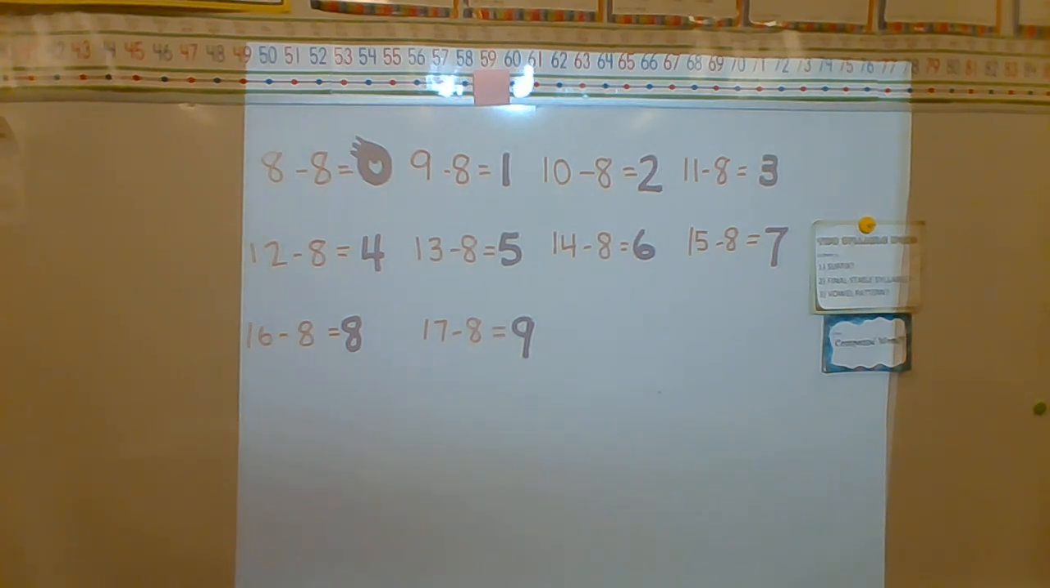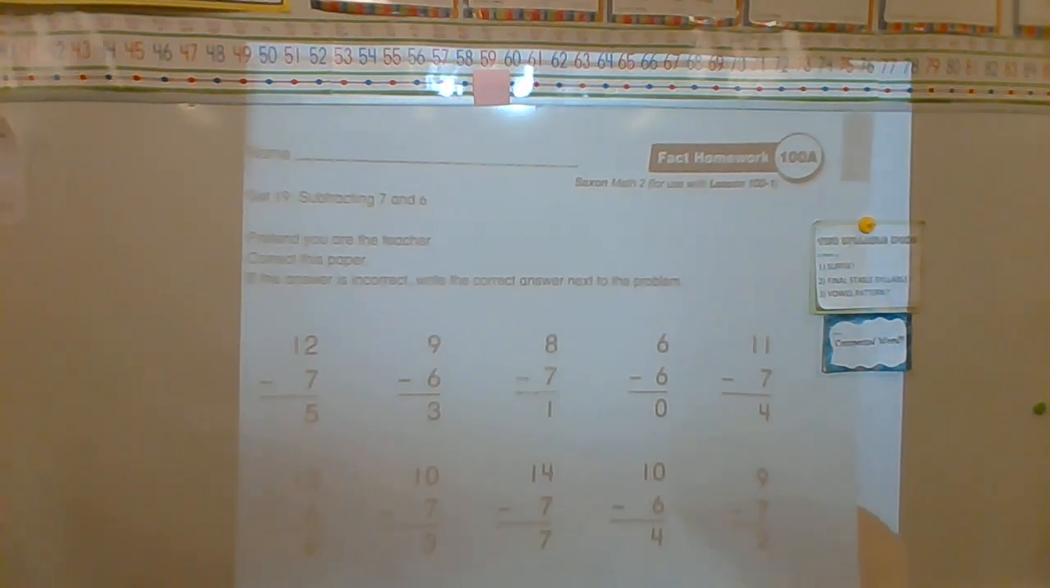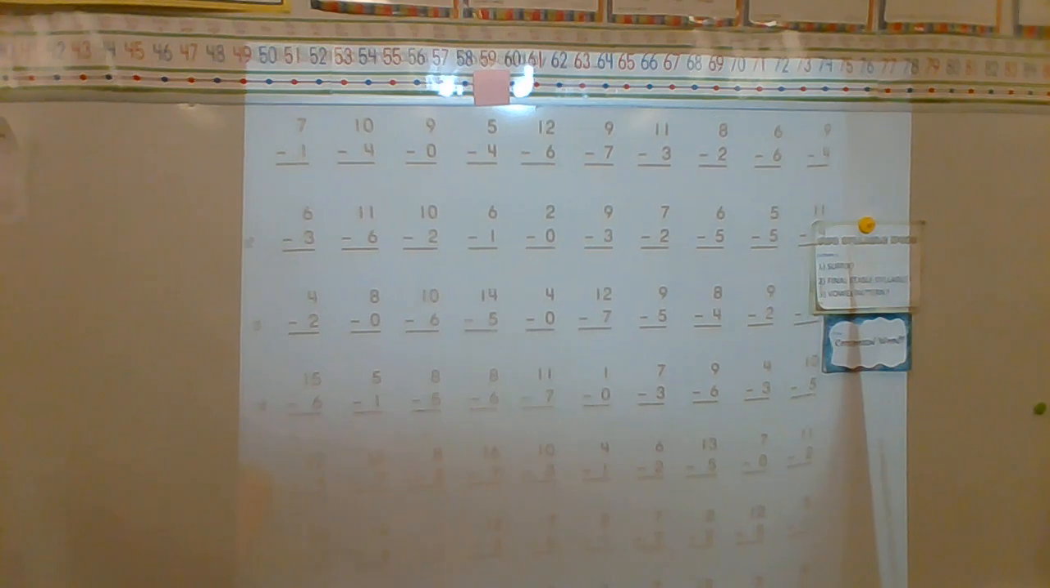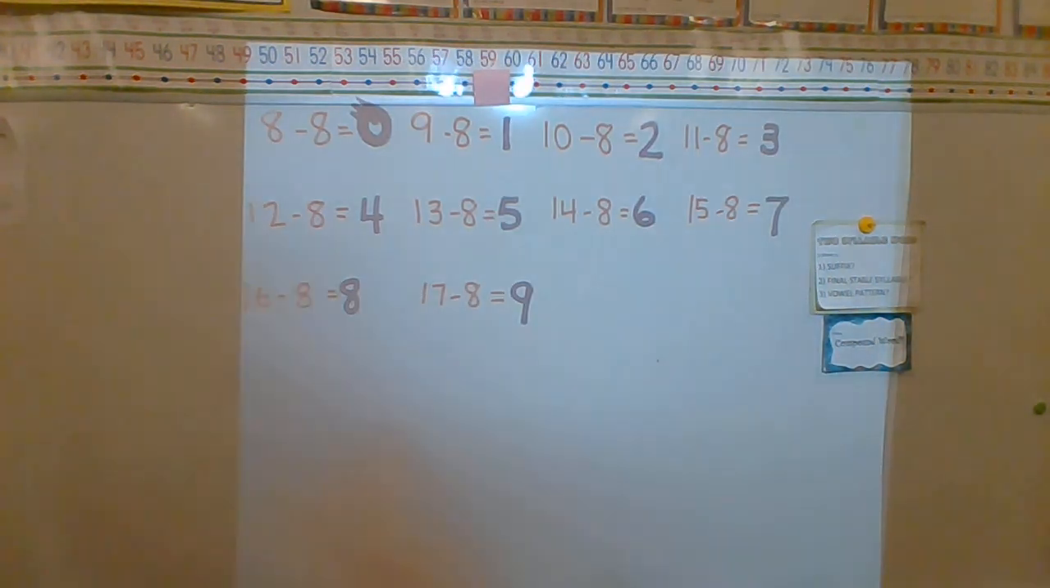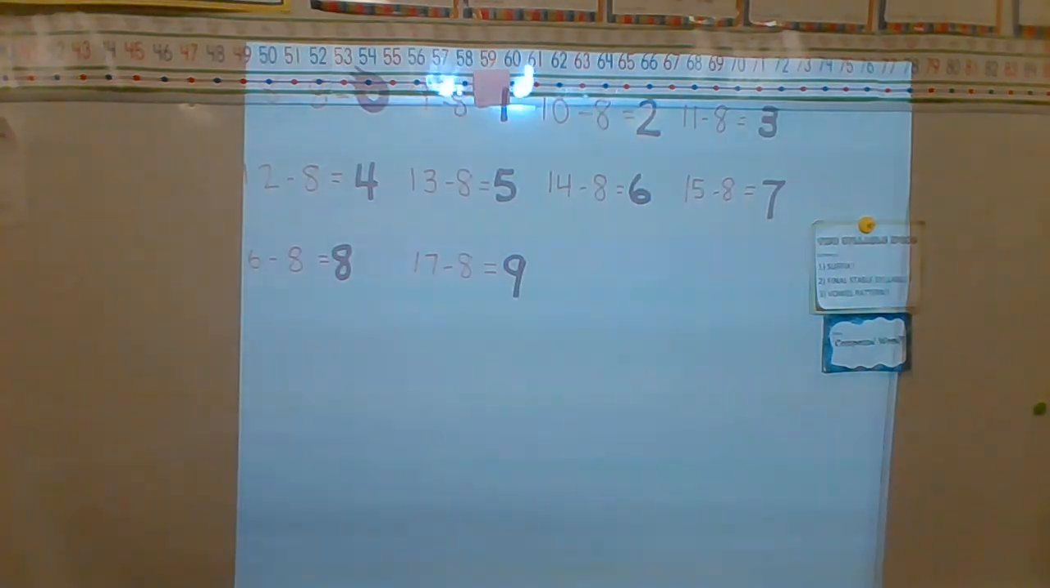And I know you have in your homework, let me get to it. I'm going to show you something. I'm going to make you a deal. All right. We do need to practice the 8s. So yes, you're going to do this. And yes, you're going to do this. But on your fact homework 100A, the front is a pretend you're the teacher. The back is 80 subtraction facts. I know you also have your new -8 cards. Okay, I will trade you.